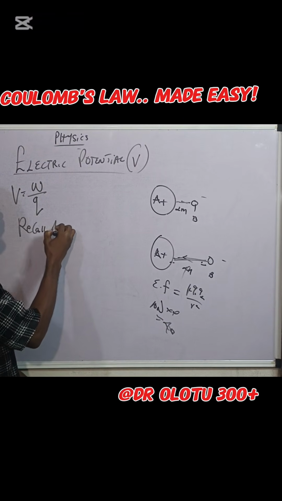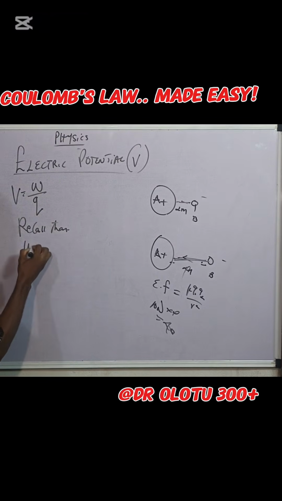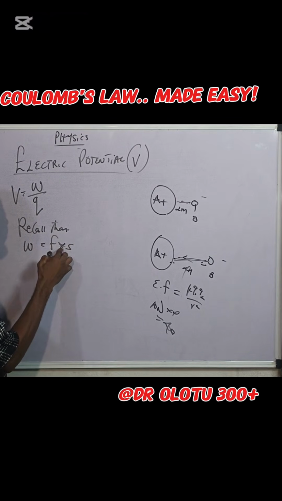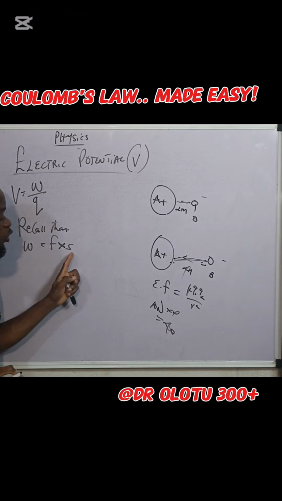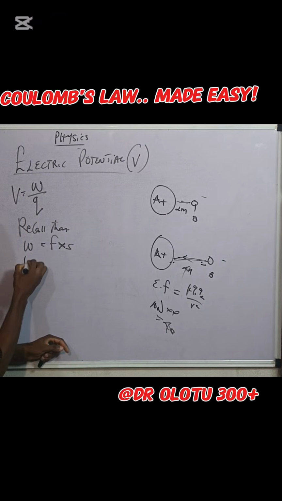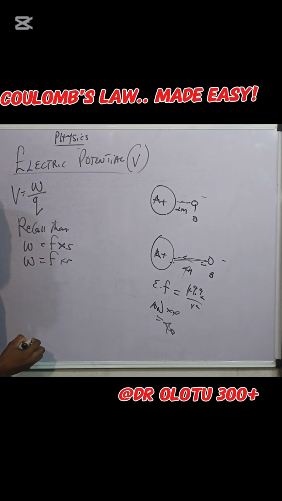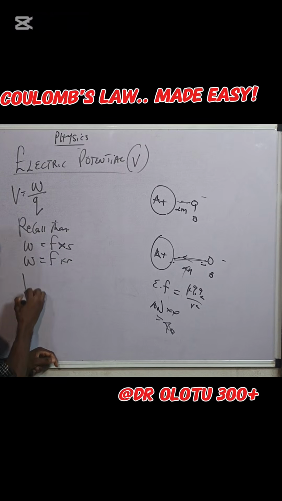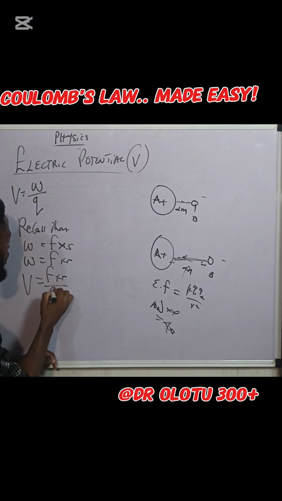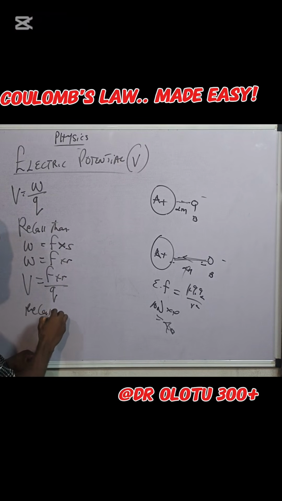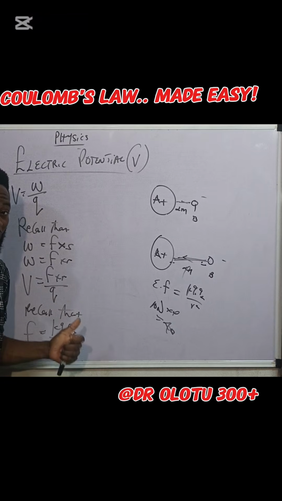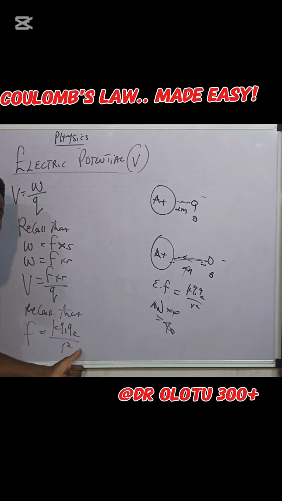Recall that we said before that work is force times displacement, right? From work, energy, and power, and in this topic, we always represent displacement using an arrow. We can therefore say work is F times arrow, right? If work is F times arrow, can we now say V is F times arrow over Q? Yes. There again, recall that F is equal to KQ1Q2 over R square. You know we said this before. That's why I started the topic from Coulomb's law. We said F is KQ1Q2 over R square.